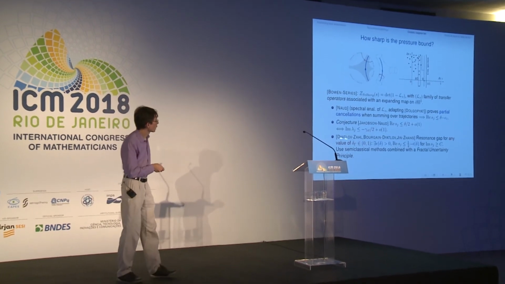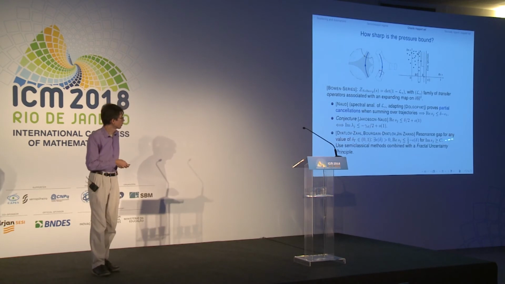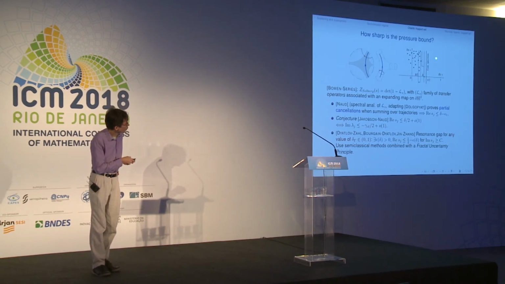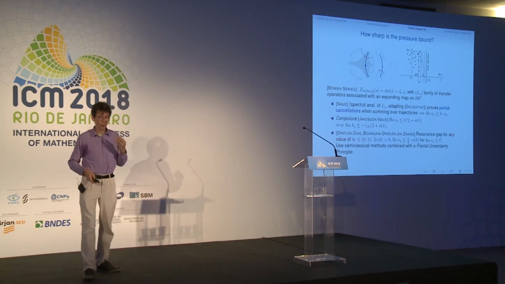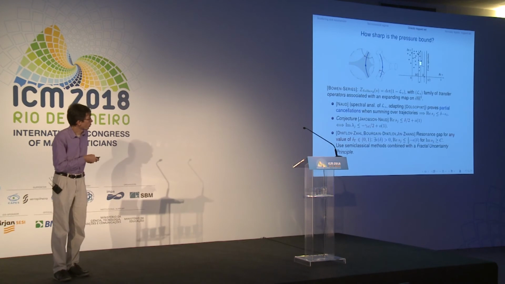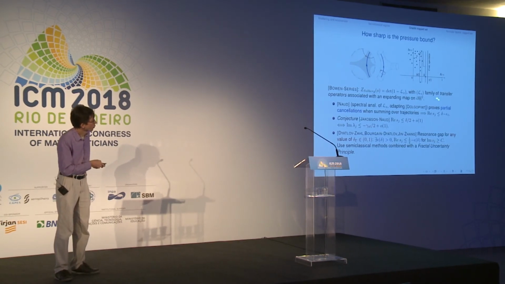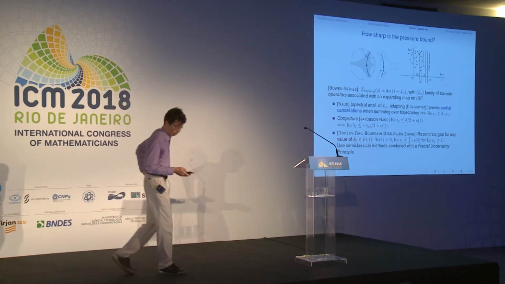This breakthrough was due to Dyatlov, Zworski, and then Bourgain, Dyatlov, and Jin and Zhang. So they proved that even for deltas which are close to 1, that is, for situations where the trap set is thick, arbitrarily thick, there is a resonance gap. There is some epsilon with respect to the continuous spectrum.